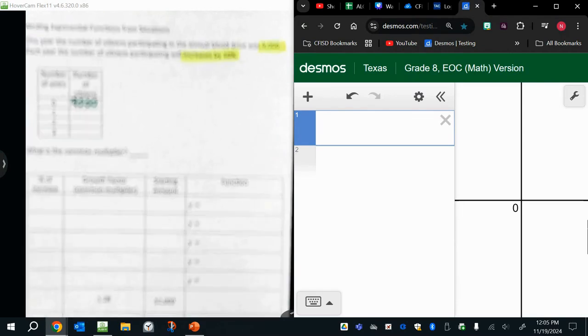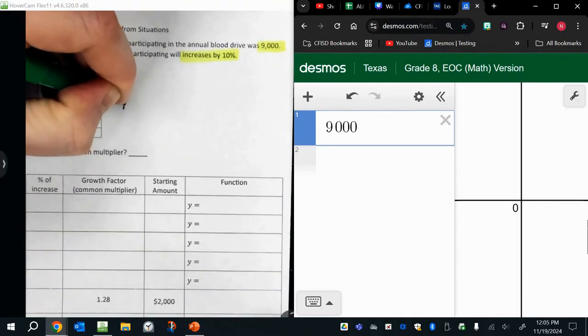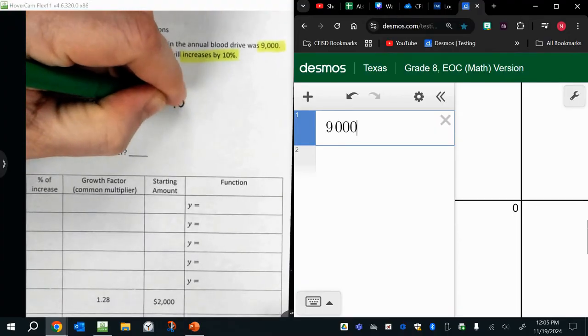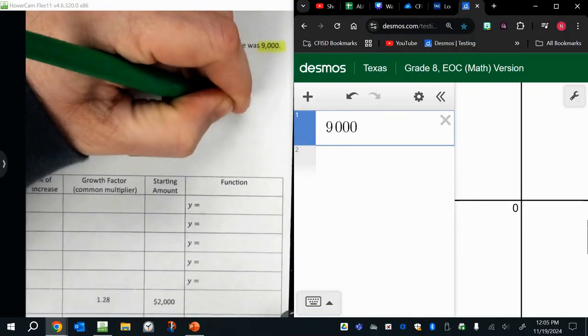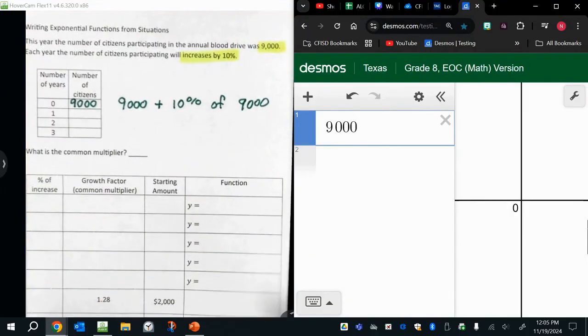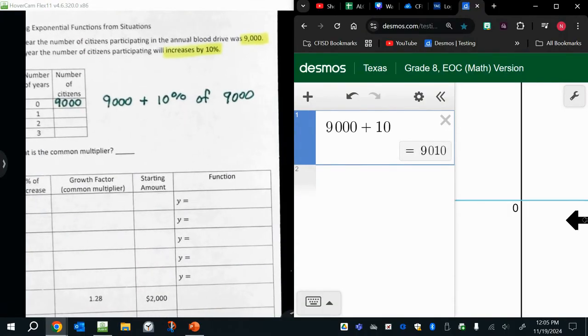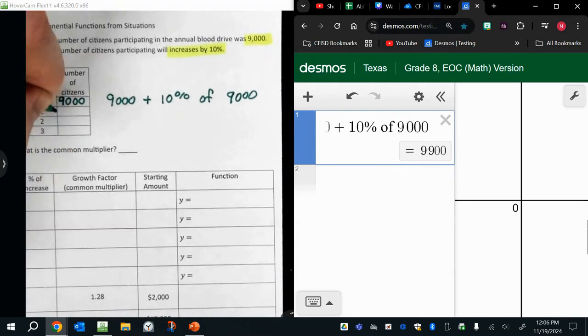So, I'm going to start with 9,000. And I'm going to add 10% of 9,000. So I'm going to add 10, and then I'm going to type the percent. It gives me the "of," and then I just put 9,000. And that tells me 9,900.